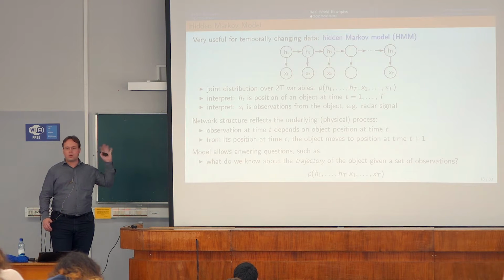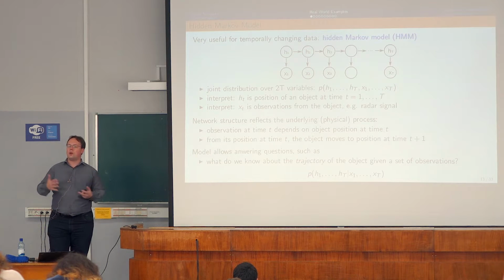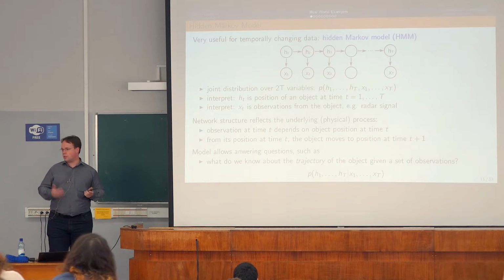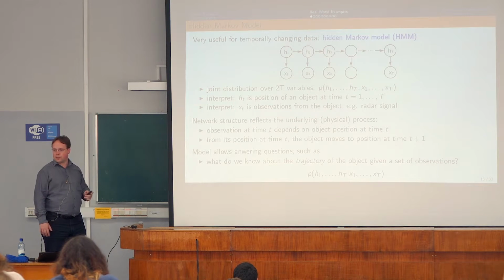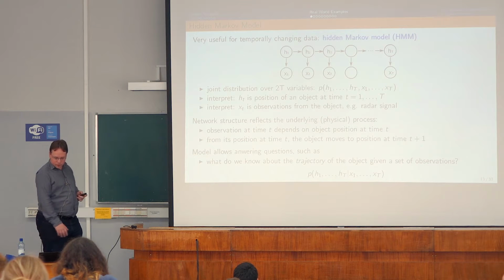In fact, this is the model which people have used since the 50s in order to find out where objects are when you only have a radar signal. If you know Kalman filters, basically this is a Kalman filter. I mean, you can put a Kalman filter into this framework.